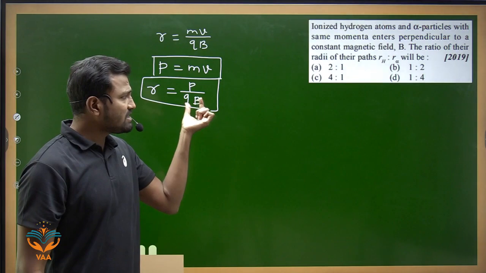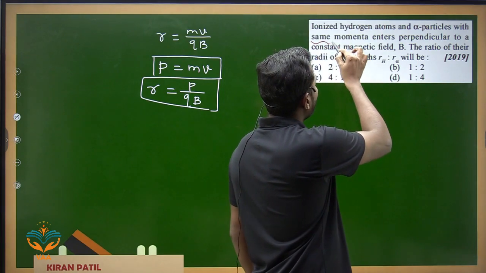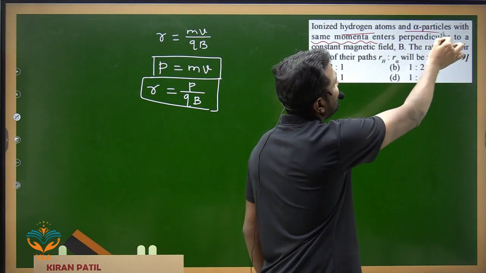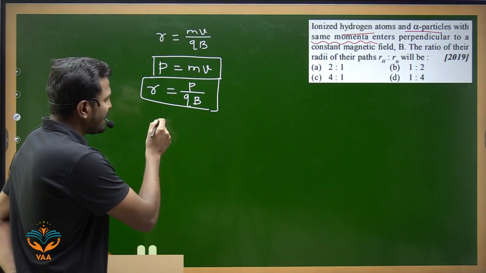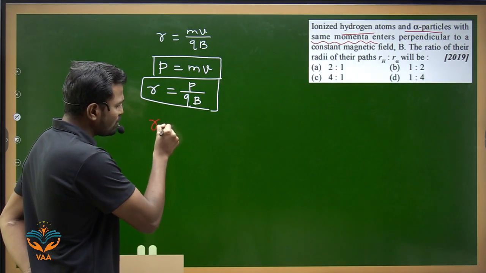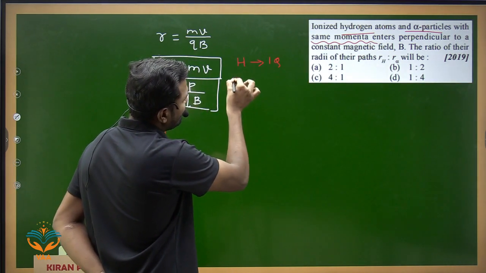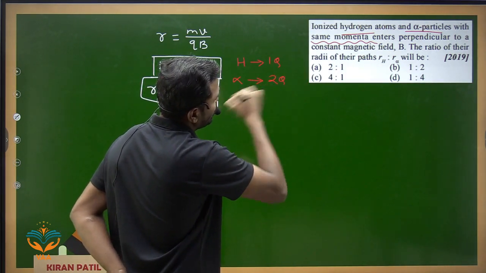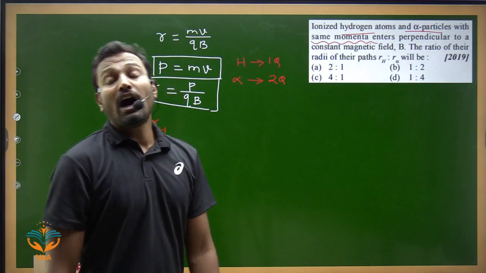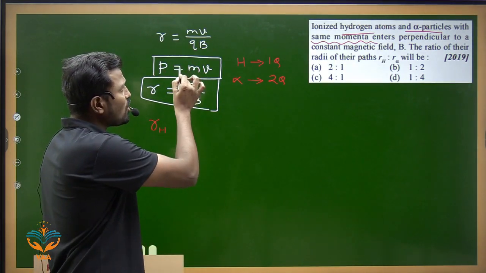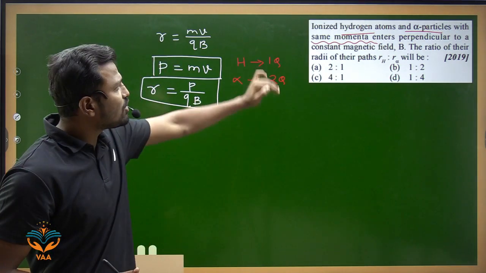Now, what is the information given to us? They have told us that both particles, hydrogen as well as the alpha particle, have the same momentum. For a hydrogen atom, the charge is 1 charge, q. For an alpha particle, the charge is 2q, that is, 2 protons, while hydrogen has a single proton. As both have the same momentum, we are not concerned with the masses, 4 for alpha and 1 for hydrogen.